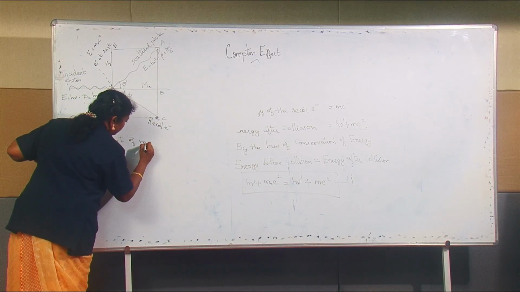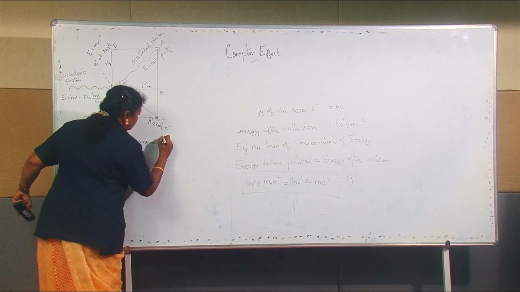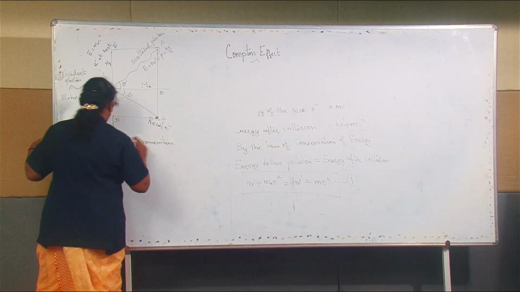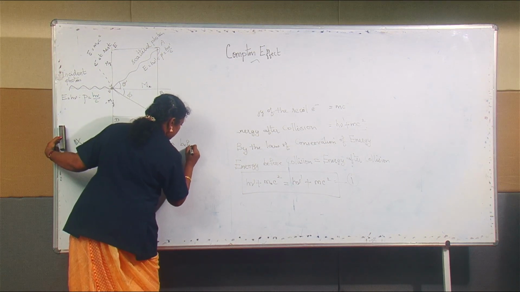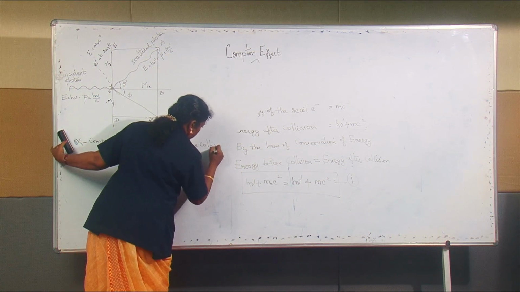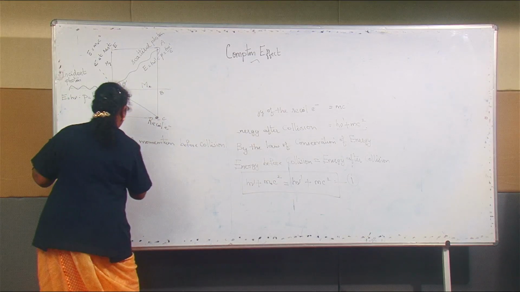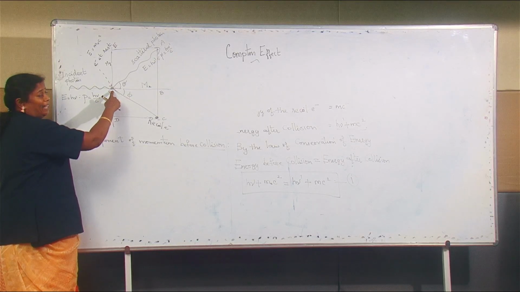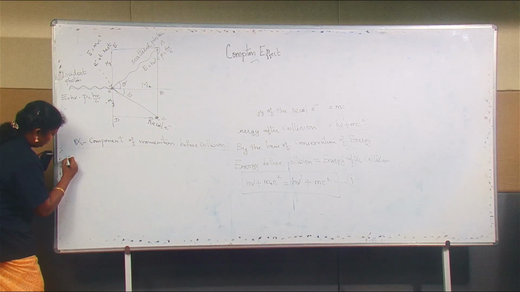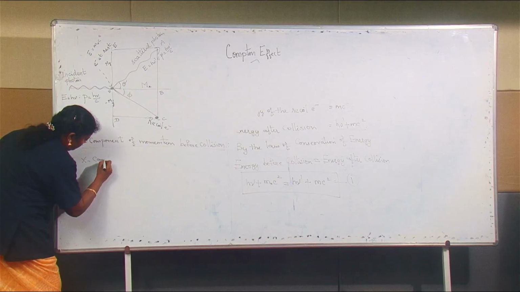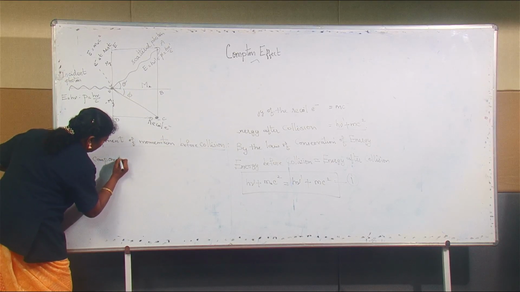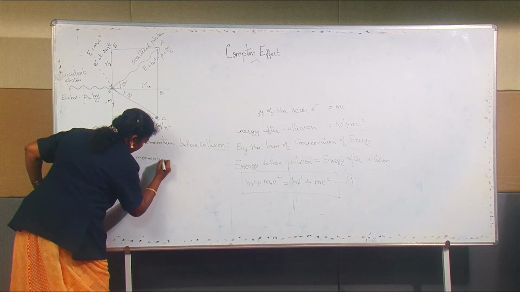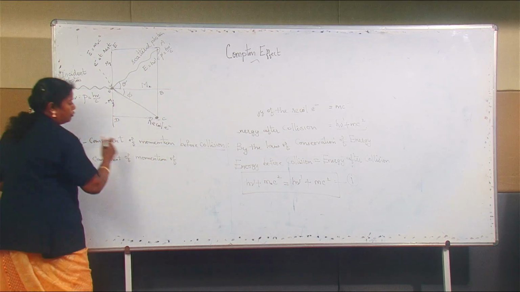Initially we find the x component of momentum before collision. This is a heading. Here we have two things. One is the incident photon, another is the electron at rest. So, first one, the x component of momentum of this incident photon.